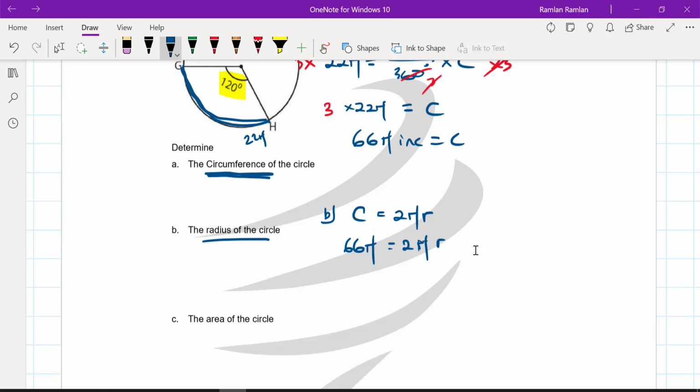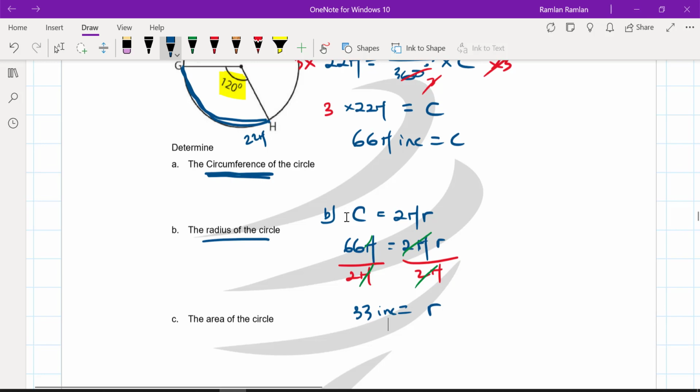So which means that we need to divide both sides by 2 pi, right? So divide this by 2 pi, divide this by 2 pi, and then you can cancel the 2 pi over here, and the r stays on the right side. Is it 33 pi? No, the pi is gone. Sorry, guys. Yeah, you can cancel the pi, so the pi is gone here, and 66 divided by 2 is equal to 33. So this is 33 inches.